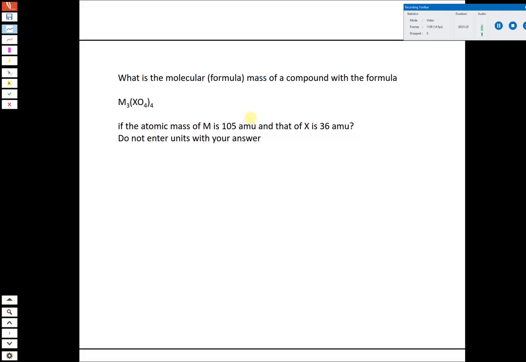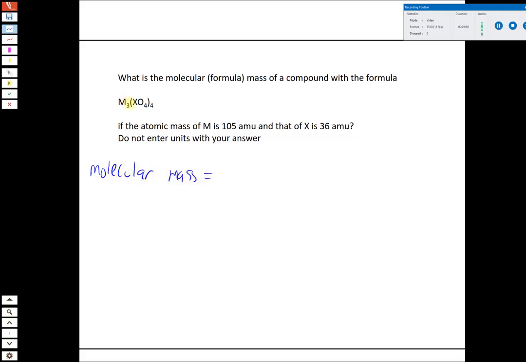So we have a compound with the molecular formula M3(XO4)4, and if the atomic mass of M is 105 and that of X is 36, what is the molar mass or formula mass of this compound? Alright, so again, for doing formula mass or molecular mass, we just have to add up the individual atomic masses.